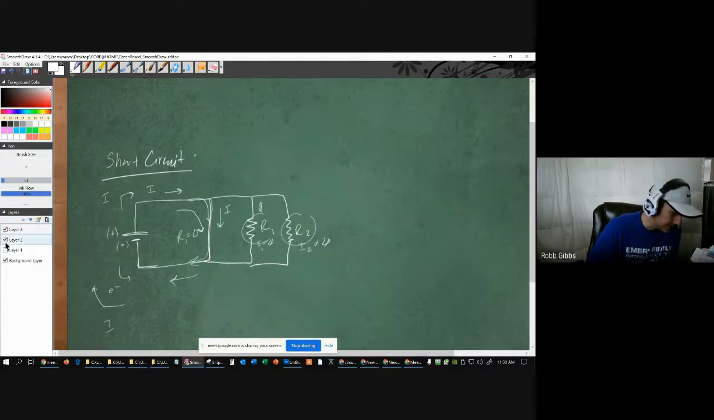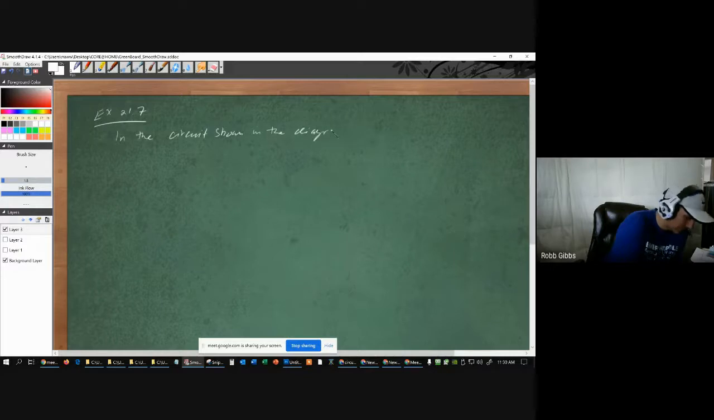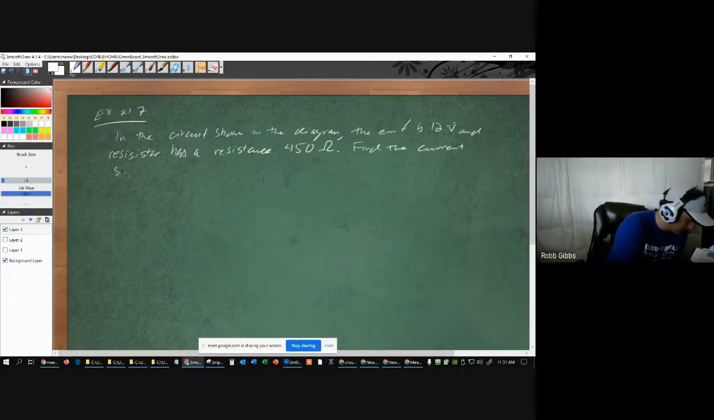Let's start a new layer. I didn't realize I wasn't at the top there. All right, so this is example 21.7. In the circuit shown in the diagram, the electromotive force, the EMF, is 12 volts. And each resistor has a resistance of 450 ohms. We want to find the current supplied by the battery to the circuit.